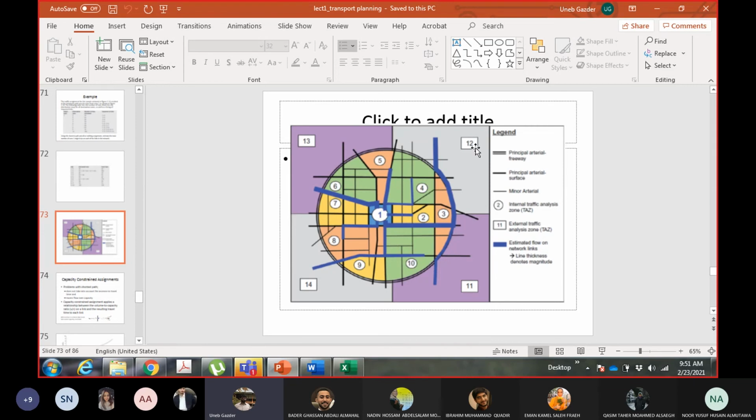The external zones are considered at the time of trip distribution and mode choice, but in trip assignment you will not consider them. So you know how many trips are going to be within the zone, but you will not consider it.